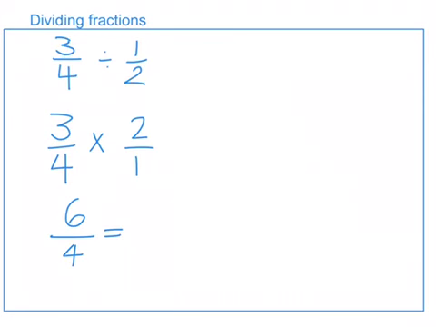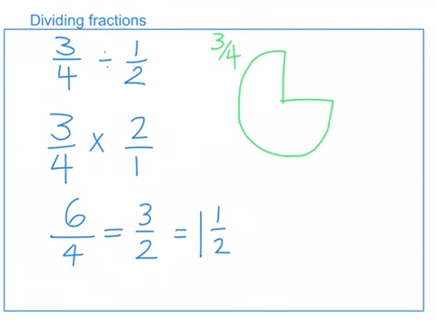6/4, they're both even numbers. I can divide top and bottom by 2, so that's going to give me 3/2. And that is, in fact, an improper fraction. It's top heavy. 3/2 is exactly the same as 1 1/2. So that means that how many times does 1/2 go into 3/4? Well, it actually goes in 1.5 times.